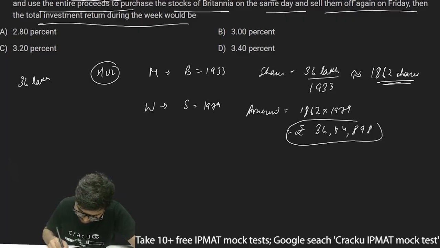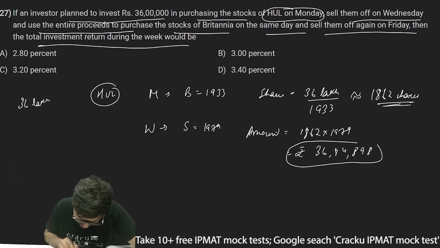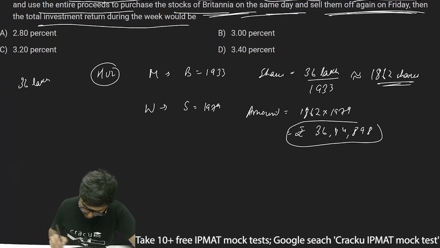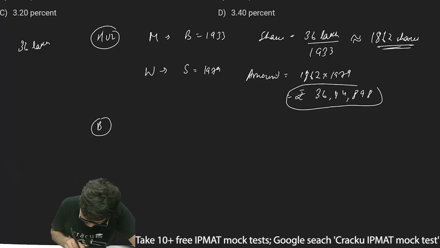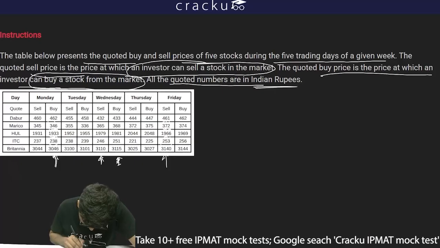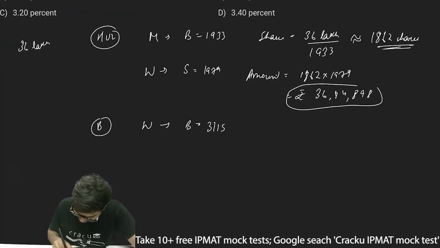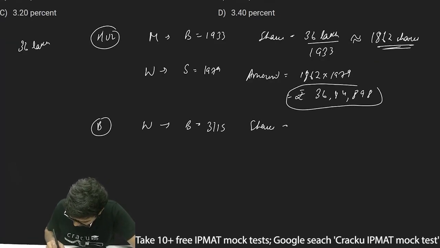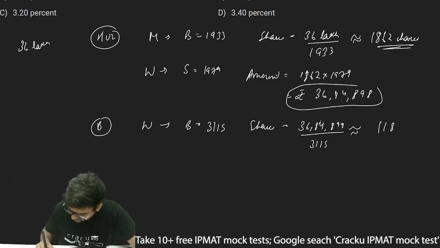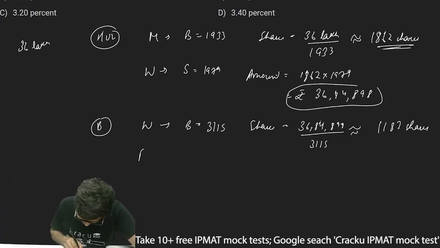Now using this amount, he is buying the stocks of Britannia on the same day, Wednesday, and selling them off again on Friday. Britannia's buying price is 3115. So the number of shares will be 3684898 divided by 3115. This is nearly equal to 1182 shares, and he is selling this off on Friday.